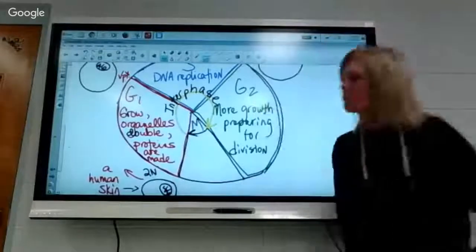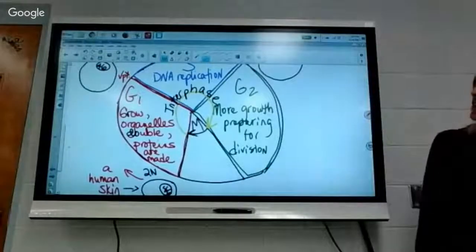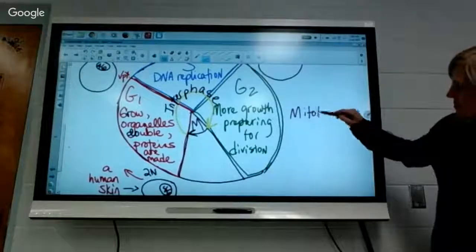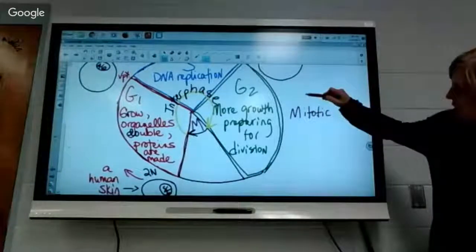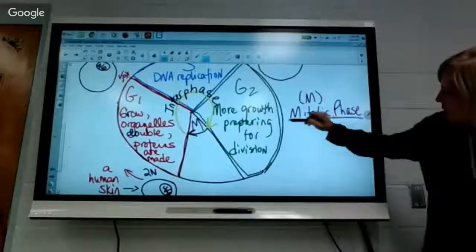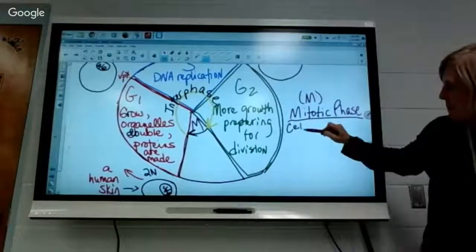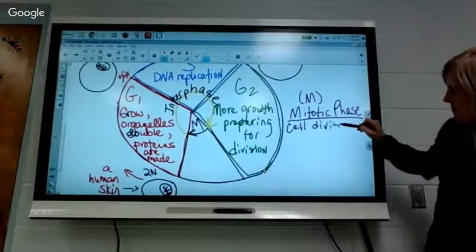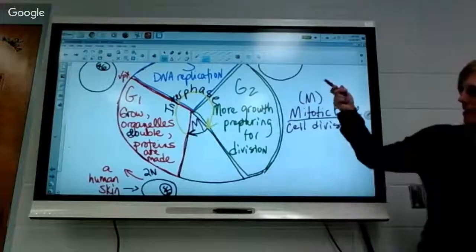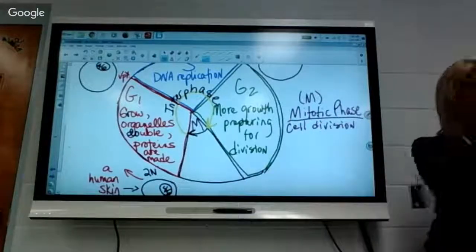M. M is the mitotic phase. I just don't have enough room to write it. This is cell division. Before the cell can divide, it's gotten a lot bigger and it's getting ready to pop.